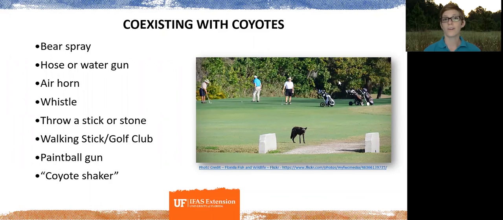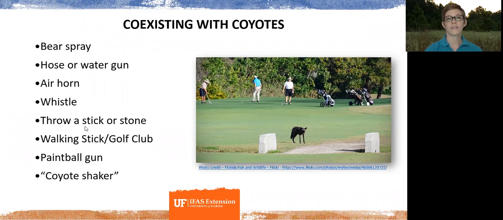A hose or water gun: again, we're just trying to instill fear in the coyote, so you want to spray it towards the coyote to scare it away. An air horn, anything that really makes a loud noise. We probably don't all want to be going around blowing air horns, but in the case of a coyote that seems to be getting too comfortable, that is definitely an option. Same with a loud whistle. This could be a fun activity to do with the kids: you can make a coyote shaker, which is basically using an aluminum can. You can fill it with little pennies or dimes or pebbles, and you'll be surprised how loud that is, and you can keep that with you on your walks.